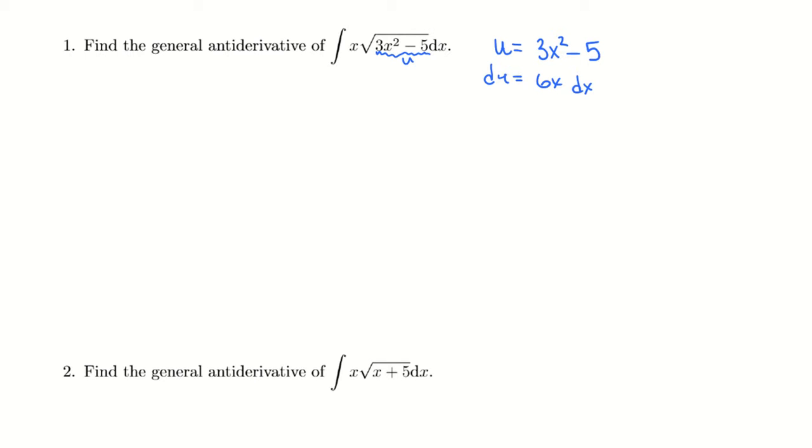So we want to create the du, which is 6x dx, by multiplying by a constant. We already have x dx, so we need a 6x dx, which means we would have to multiply by 6 and also by 1/6. Okay, if we do that, then here is our du, 6x dx.